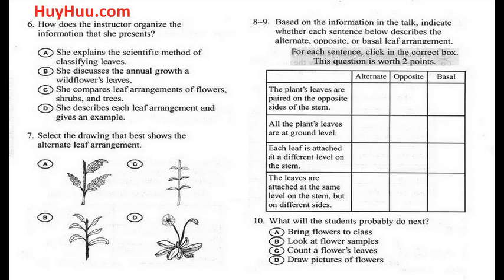Number 7. Select the drawing that best shows the alternate leaf arrangement. Numbers 8 and 9. Based on the information in the talk, indicate whether each sentence below describes the alternate, opposite, or basal leaf arrangement. Number 10. What will the students probably do next?